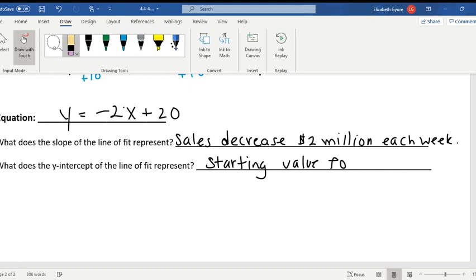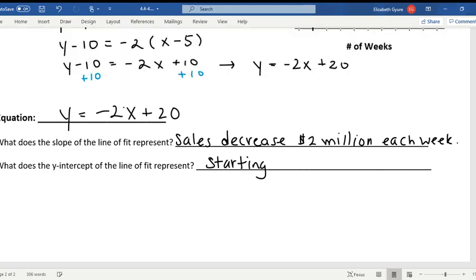I don't know what's happening with my device today. It's very glitchy with my writing.